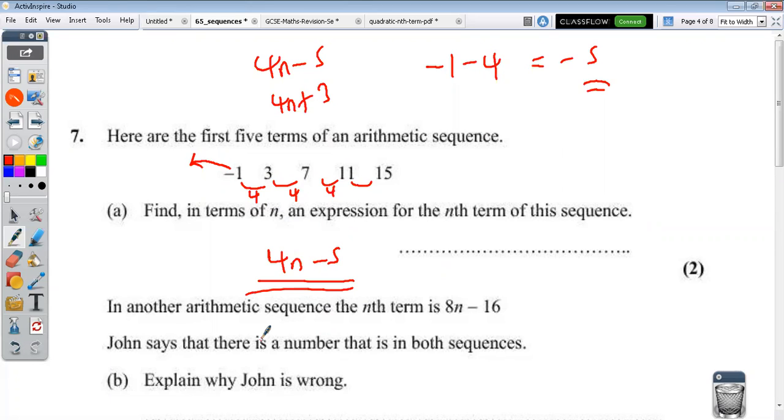Because we are going further. It's a number before negative 1. Can you see that? Now let's go to the next part.